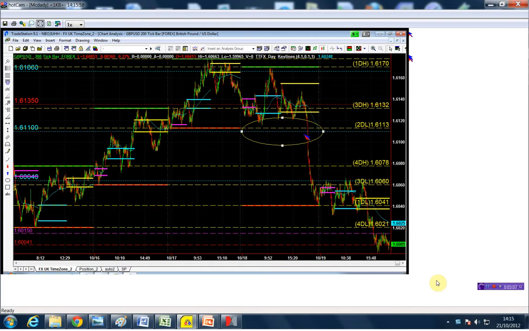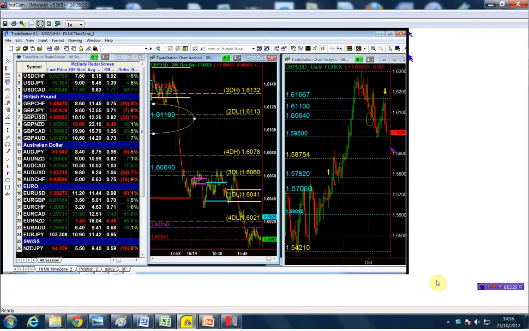This thing just came down 100 pips from 161.10 to 160. You got 60 pips in just a few minutes. So the bias is to the downside. We're looking for it to continue. So we will take it short below the low of the day.